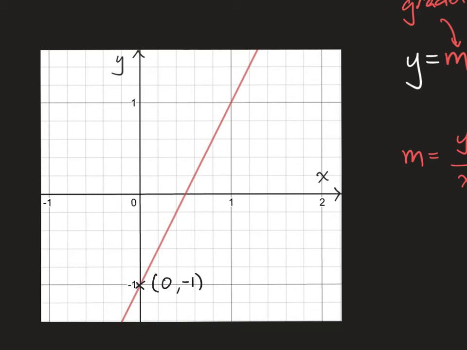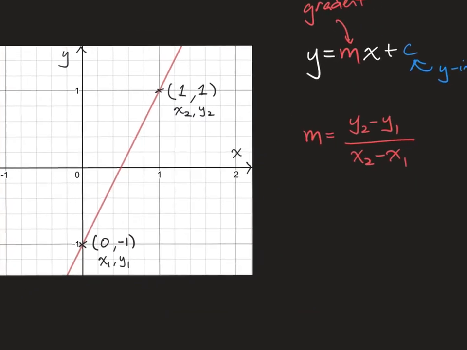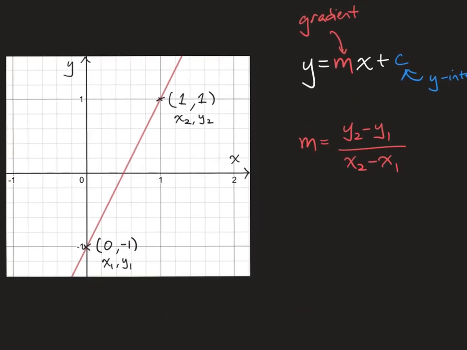And let's look for another point that's easy to read. This point here looks easy to read. The x coordinate is 1 and the y coordinate is also 1. Now how do I know which one is x1, y1, which one is x2, y2? The point on the left is always x1, y1, and the point on the right is always x2, y2.